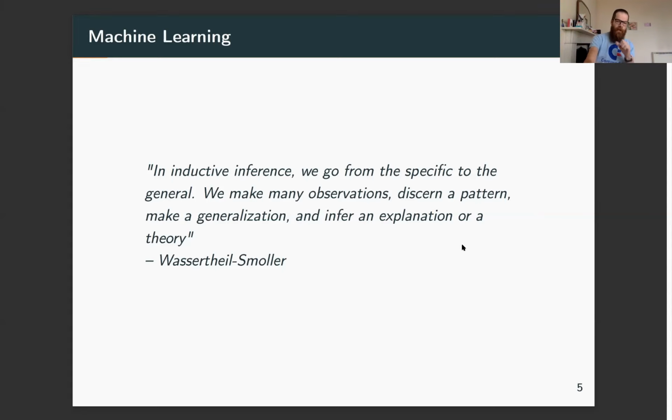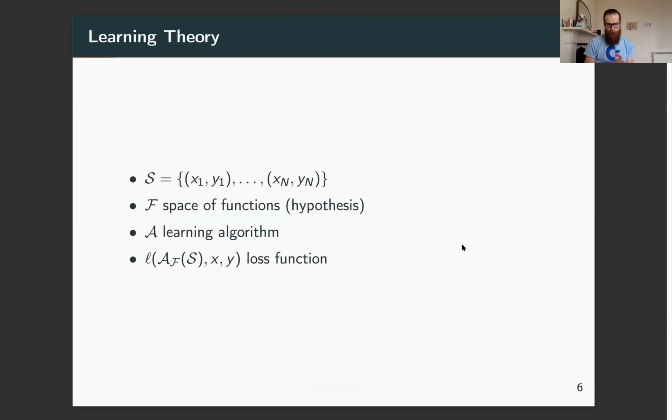Okay, so let's try and make this even more specific now. In machine learning, most scenarios will look something like this. We have a sample set, some data that I've observed, S. Here I've given these as tuples, X and Y. We can think about this as a supervised setting where X is my input and Y is my output, but in an unsupervised setting, you will just have one.